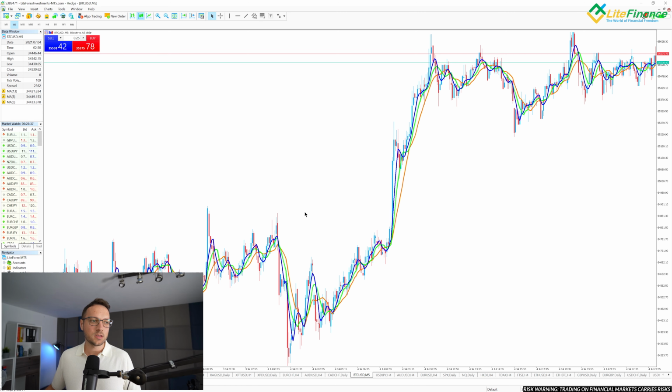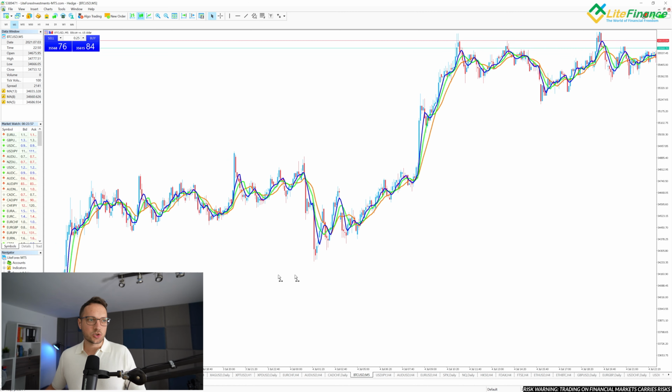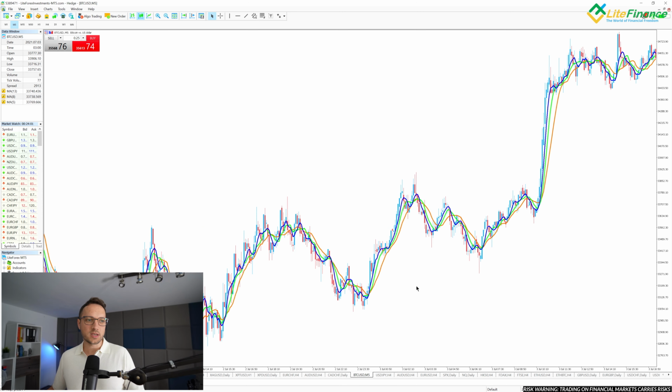So let's check some examples right here. And as I said in the beginning, this is a scalping strategy. So we will deal with the lower time frame, and I choose, for example, the 5 minutes time frame, M5. You can set it right here on the left side on the platform. Let's check some examples and discuss how you could enter a trade.